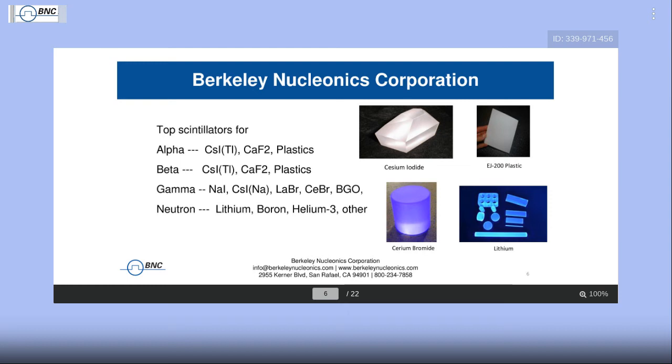The cesium iodide, sodium doped, is also a very popular workhorse. Very dense and very bright materials like lanthanum bromide and cerium bromide also tend to be, these are all very common. These are usually easily available.